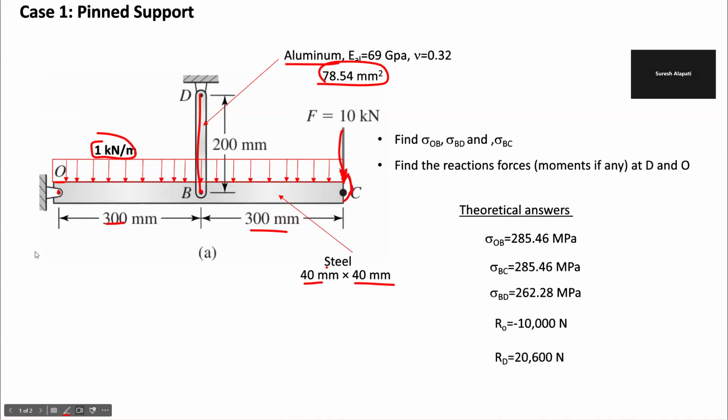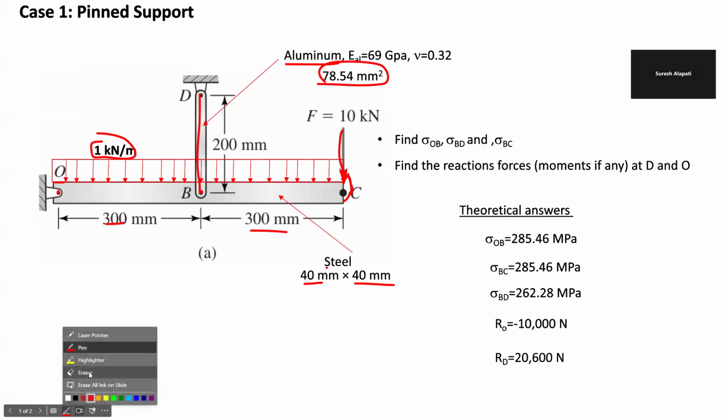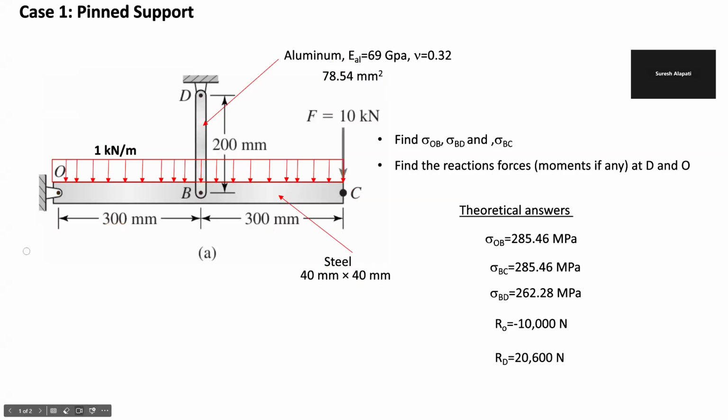I am going to use line body for this problem because this is a slender type of body. Slender means the cross section is very small compared to the length, right? Similarly here, so I can model this as a line. For the steel, one line, and for aluminum, one more line.